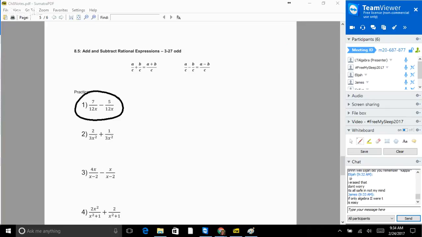Yeah, they're both 12x, right? Even though there's an x in there, they're the same denominator. So I can use my same fraction rules. So my denominator stays the same since it's the same denominator. It's 12x. And then across the top, I do 7 minus 5, which is 2 over 12x.